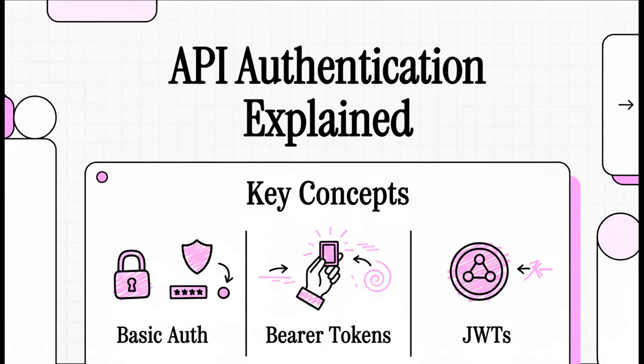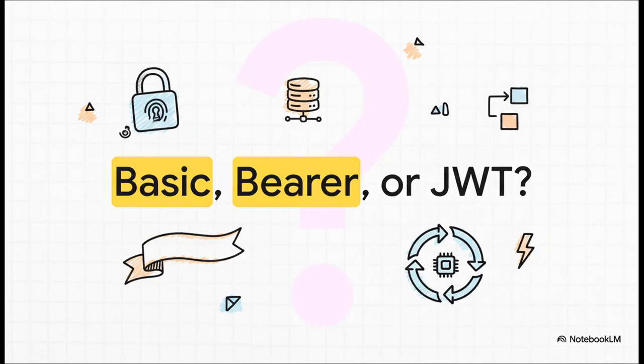Okay, so you're building an API. You need to handle users, and you're staring down the barrel of three big options: Basic Auth, bearer tokens, and JWTs. It's like the classic developer dilemma, right? So, which one is it going to be?